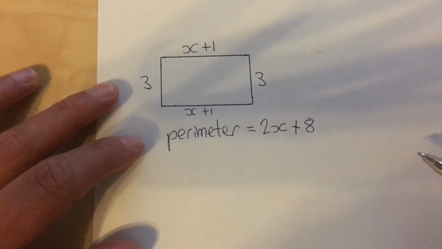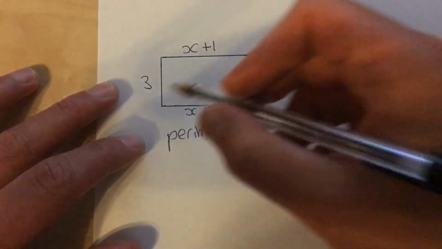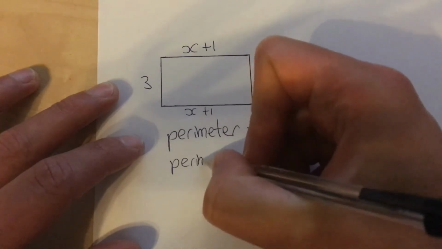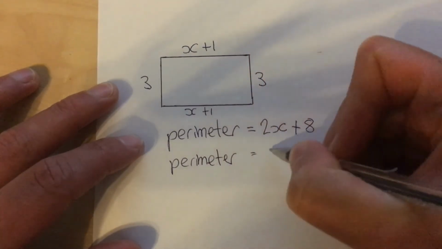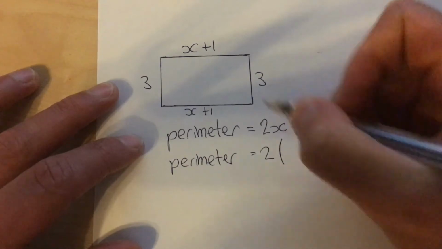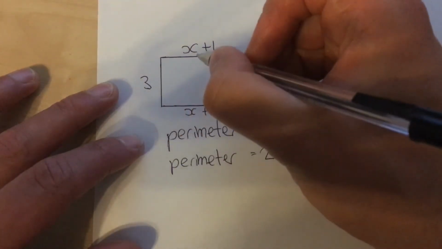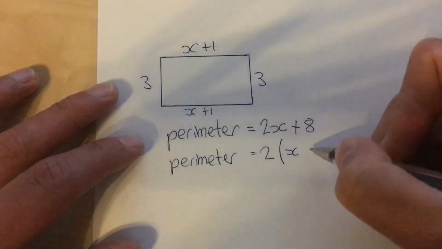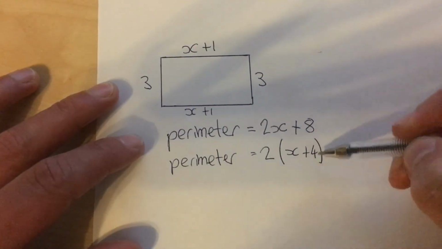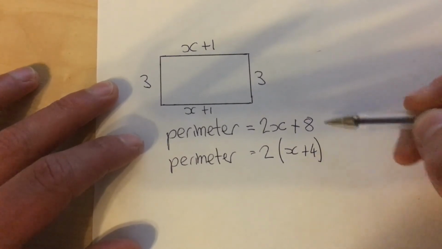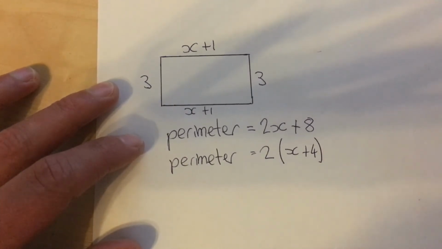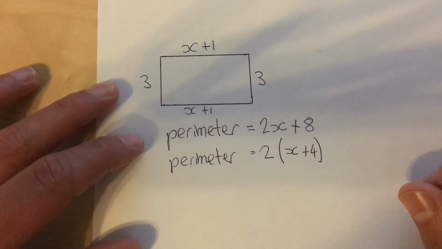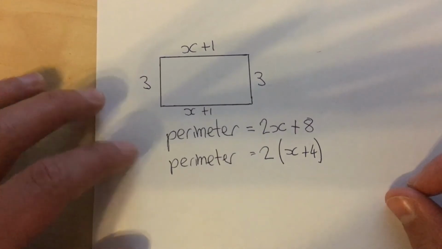But you might have noticed, so this is correct, but you might have noticed that these 2 are repeated here. So we could write an expression for the perimeter as 2 lots of the sum of the 2 sides. So this is x, and then you've got plus 1 plus 3 makes plus 4. These 2 expressions are equal in value. We could have it this way or this way. Both are correct.